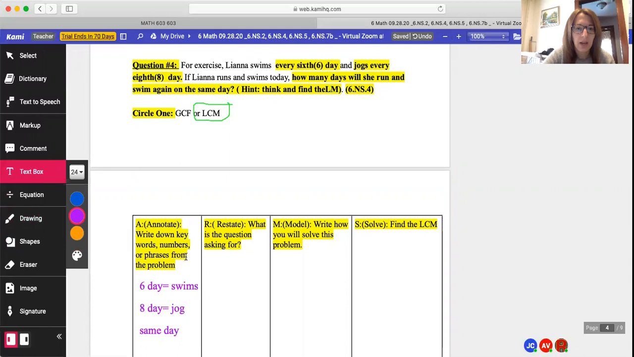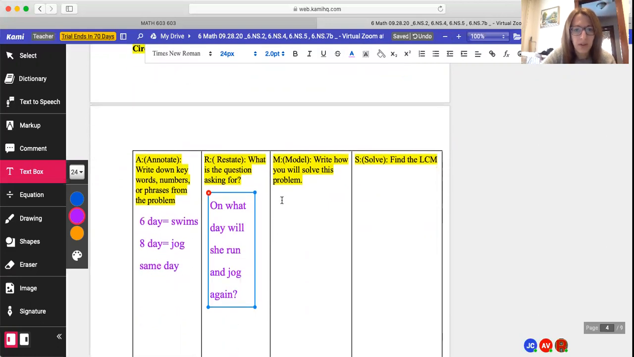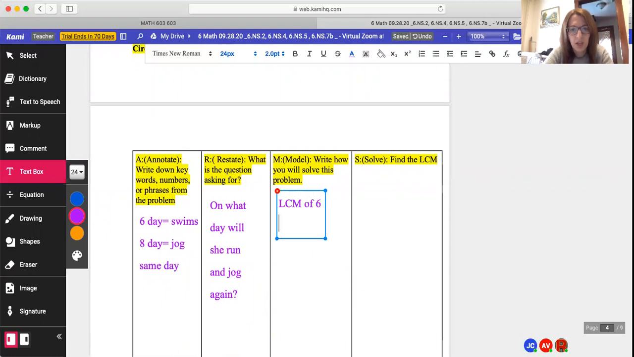So we're going to write, when will she run and jog again, or on what day will she run and jog again? When will she be together? Therefore, we have to go and find the least common multiple. We're finding the LCM of 6 and 8.